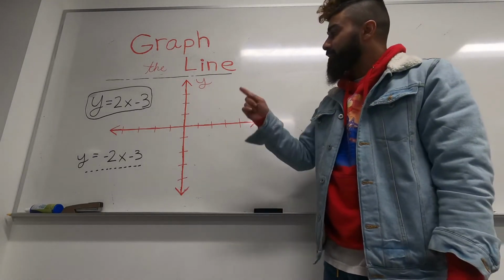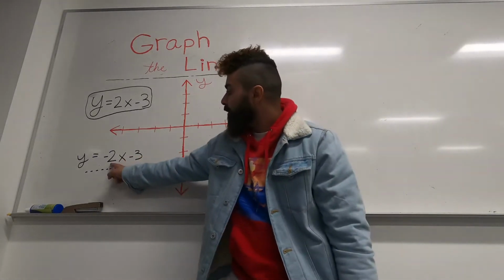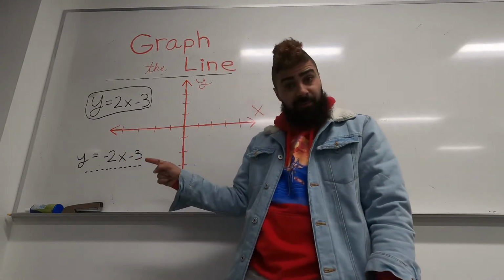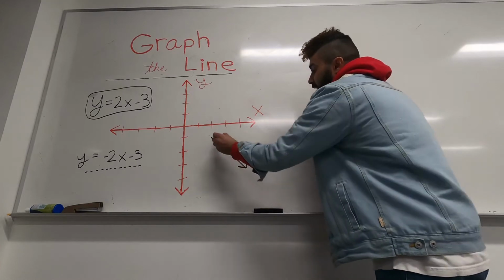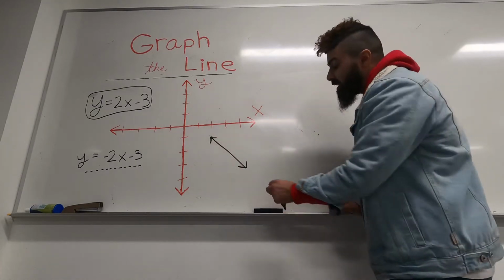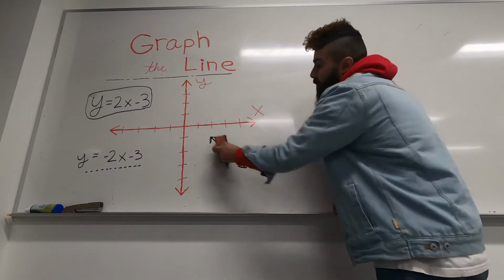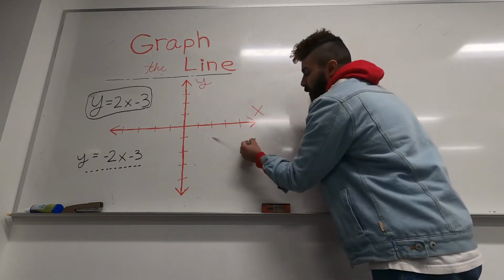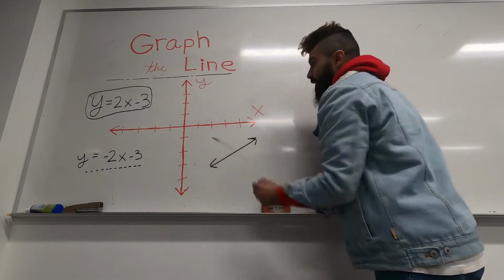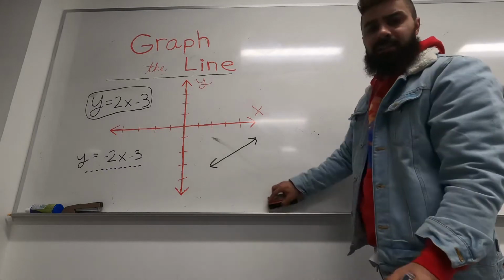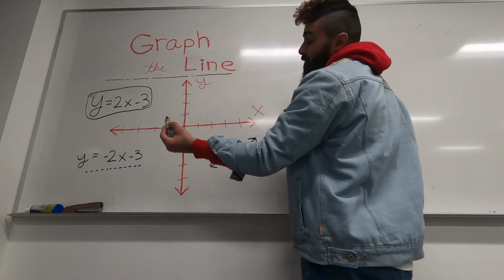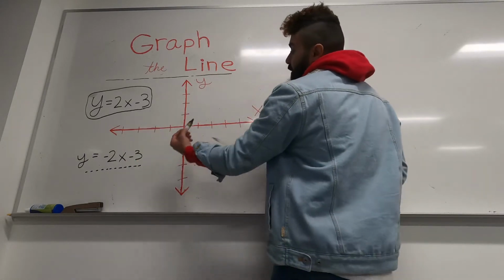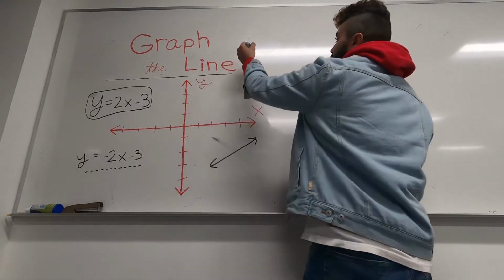So, first things first. If the number in front of the x is negative, your line will always be tilting this way. If the number in front of the x is positive, it will always be going this way. Okay? Let's write that down here actually. Positive goes upwards, negative goes downwards.